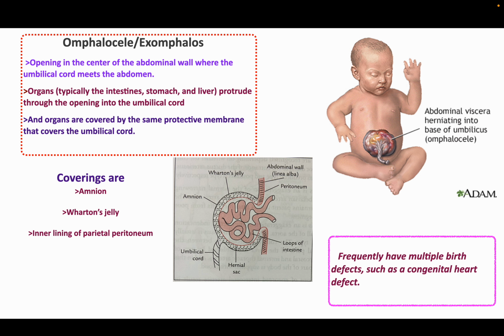Frequently this anomaly has multiple birth defects such as congenital heart defects associated with Omphalocele. And basically the defect is covered by a covering known as amnion, and another covering, that is Wharton's jelly and the inner lining of parietal peritoneum. So keep this in your mind.